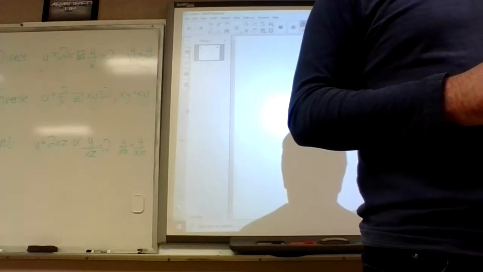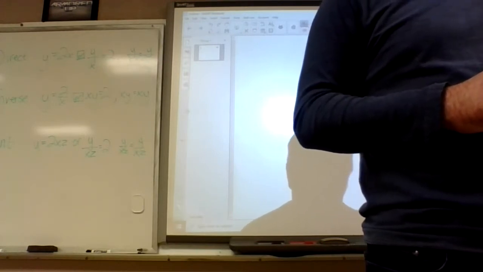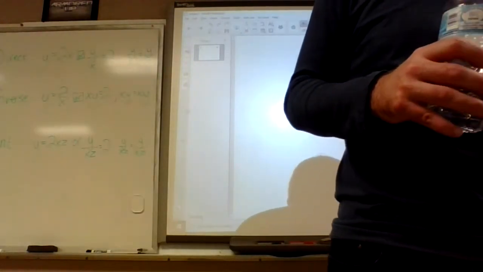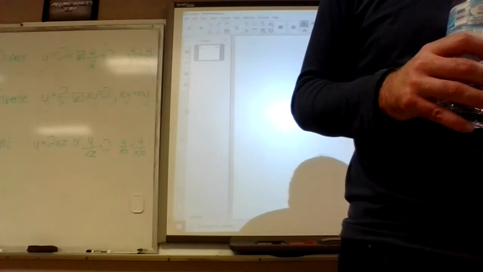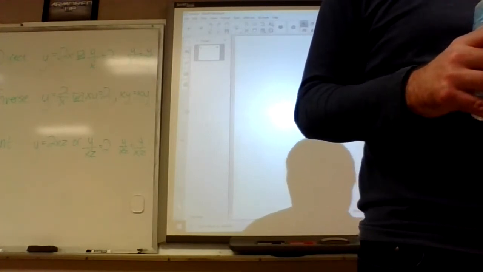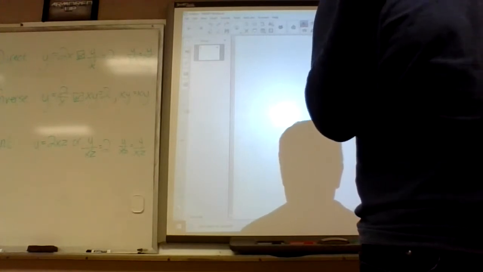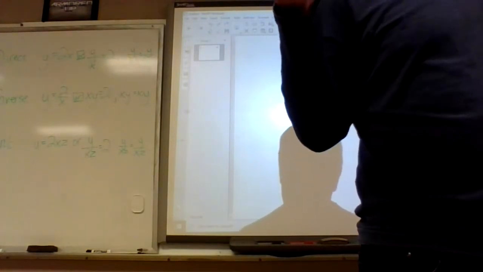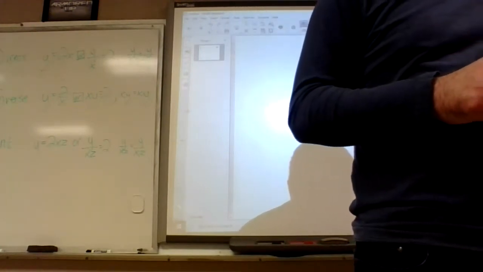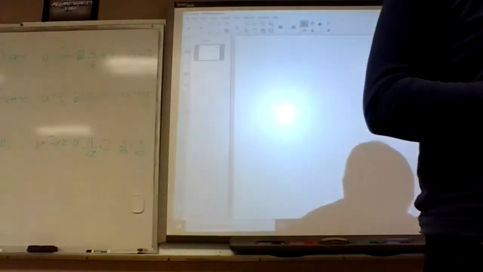So mutually exclusive means they cannot happen at the same time. Inclusive means they can happen at the same time. Mutually exclusive means they can't happen at the same time. Inclusive, together. Exclusive, apart.